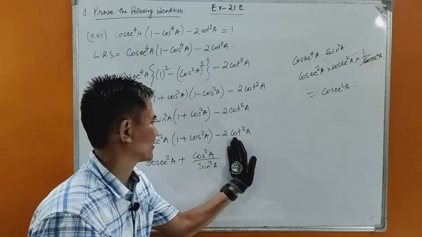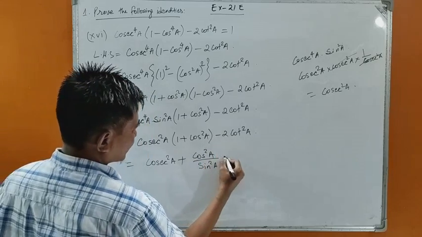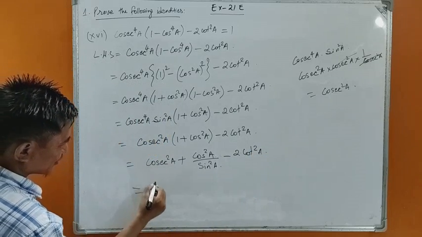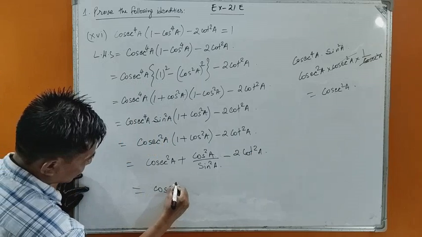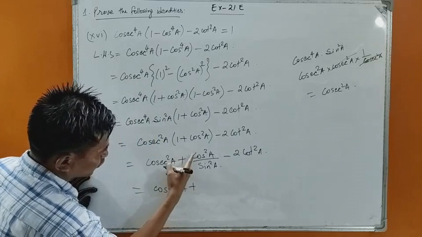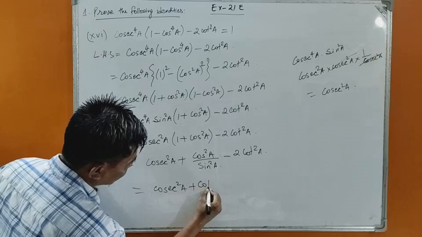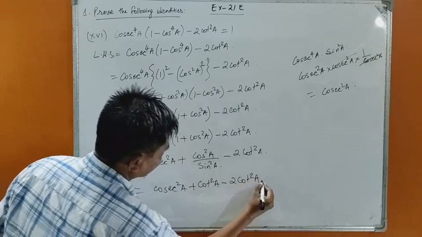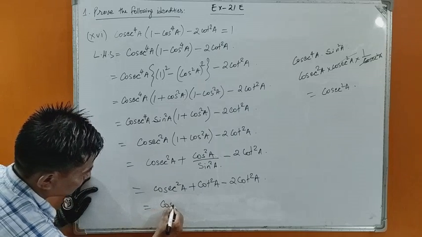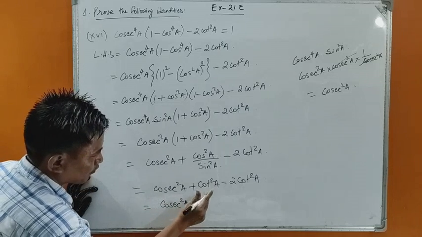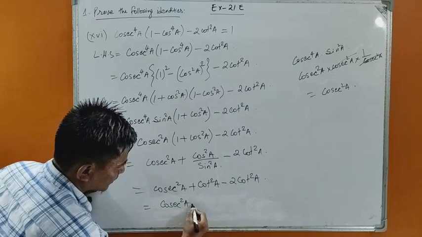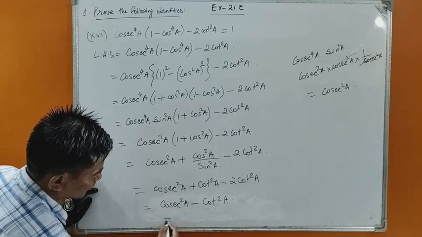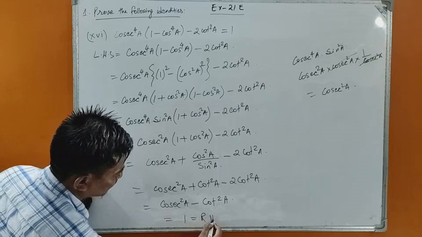Okay. So let us not write this here. Minus 2 cot square A. So this is cosec square A plus cos square A upon sin square A, which is cot square A, minus 2 cot square A. Okay. So this is cosec square A plus cot square A minus 2 cot square A, which means minus cot square A. So cosec square A minus cot square A means 1, equals RHS. Hence proved.